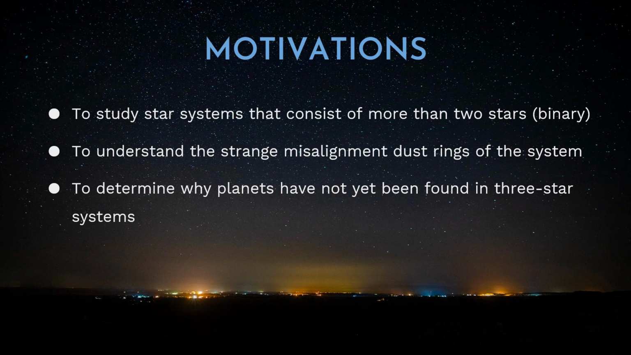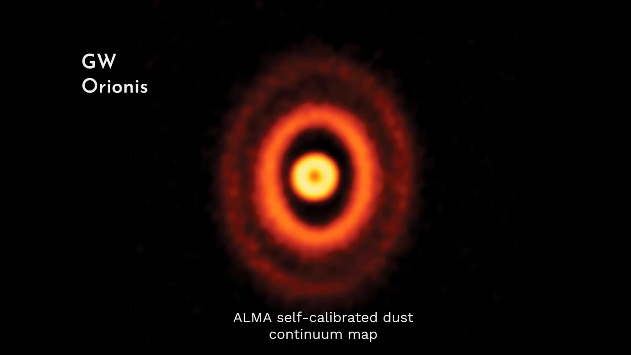The motivation behind this research is to study systems that are beyond binary and find answers to how planets are formed around multiple stars. Furthermore, they want to solve the mystery behind the misalignment of the dust rings in GW Ori. ALMA first observed GW Ori on December 10, 2017. The different apparent shapes of the rings can be the result of either coplanar rings or circular rings with different eccentricities and inclinations.